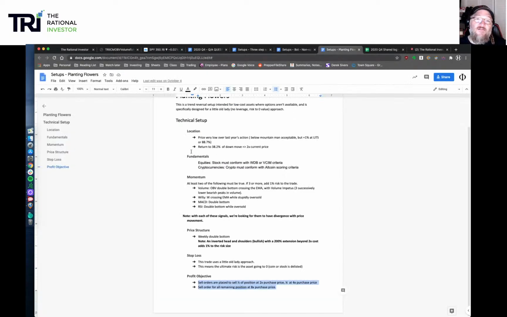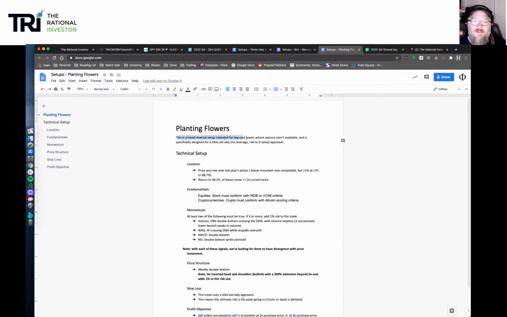It's funny, I actually say in here what I use it for. So this is a trend reversal setup intended for low cost assets where options aren't available and is specifically designed for a little old lady. So no leverage, risk to zero value approaches. Okay.